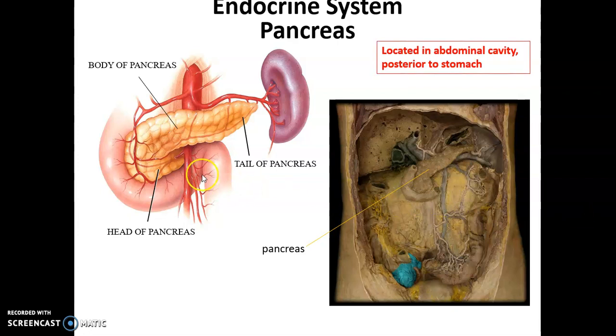So the pancreas. The pancreas is an organ that is found in the upper abdominal area. It is located posterior to, or behind, the stomach. It bumps up next to the duodenum of the small intestine and stretches all the way to the spleen.